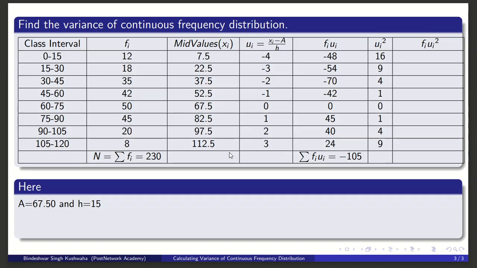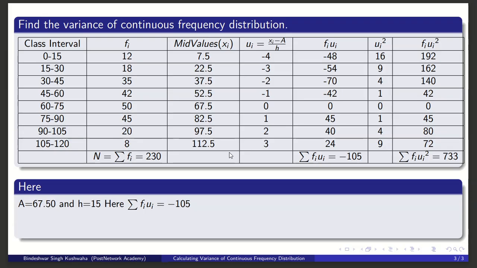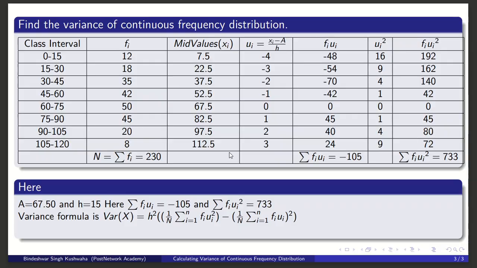Now again you will require Fi into Ui square. So let us see that the value 192, 162 and so on. Now we will also require summation of all Fi's into Ui square. So that is 733. Thereafter we can see that here summation Fi Ui is equal to minus 105 and summation Fi Ui square is 733.